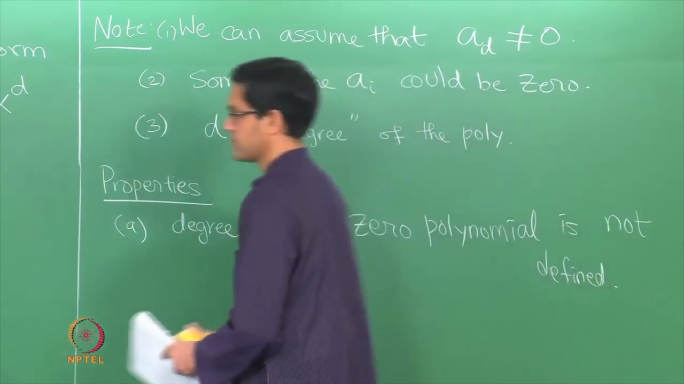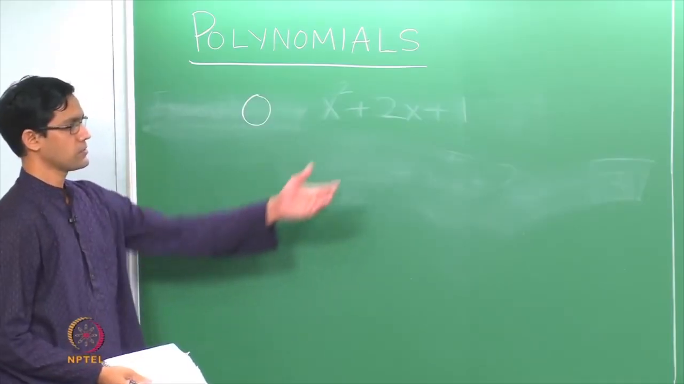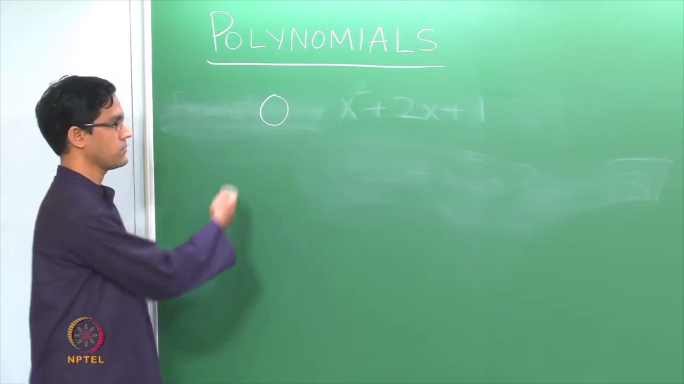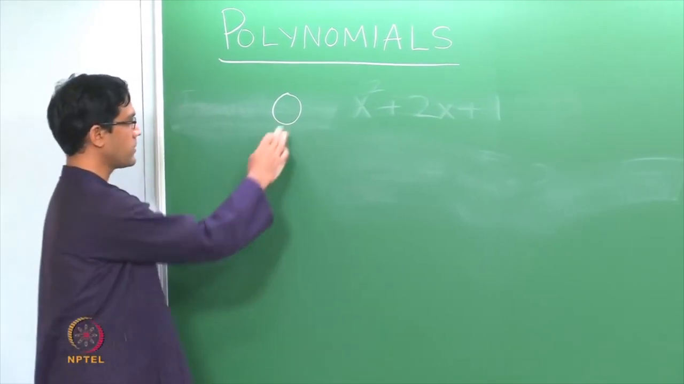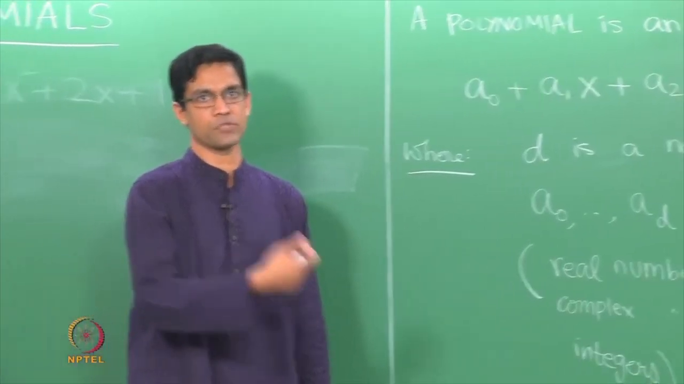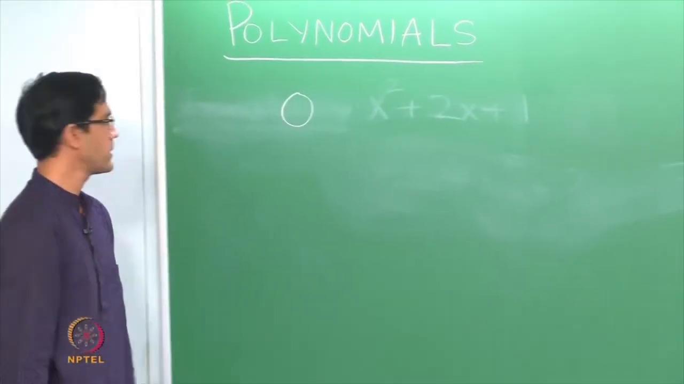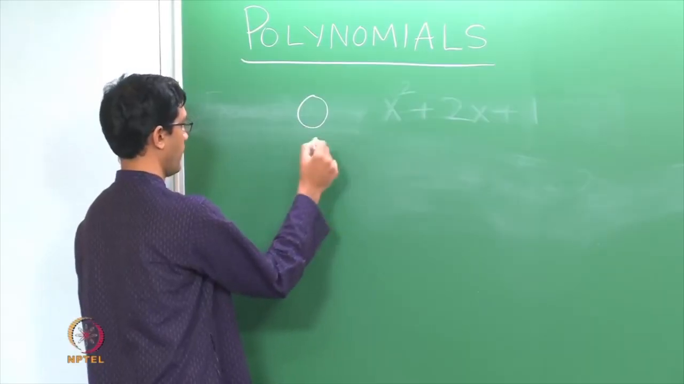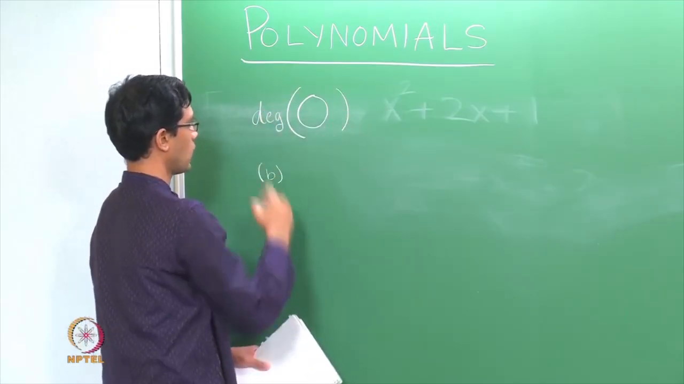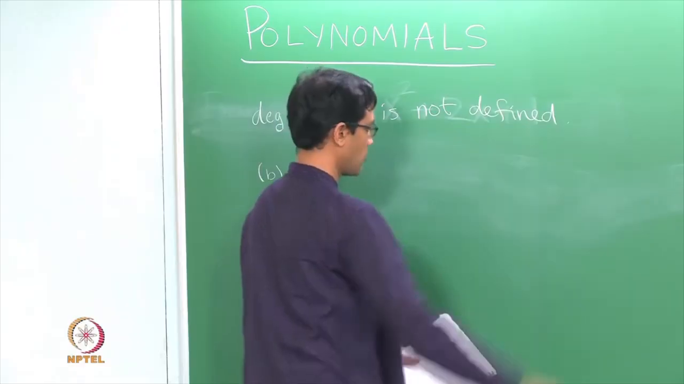What do we mean by the zero polynomial? Think of all the ai's as being zero. There is no power of x which appears. It's only a constant term, and the constant term is zero. In this case the degree is not really defined, because remember, the degree was supposed to be the largest power of x which appears with a non-zero coefficient. Since no power of x appears in the zero polynomial, you don't define the degree for it. So this one does not have a degree. Another way of saying this: we shorten degree to deg. Deg of zero is not defined. You only define degree for non-zero polynomials.